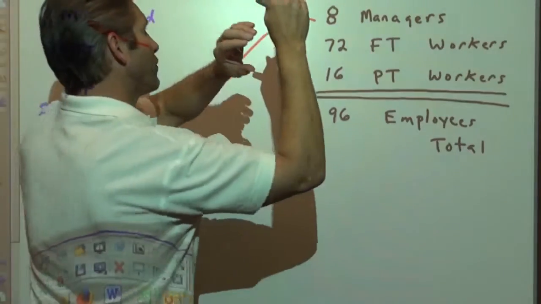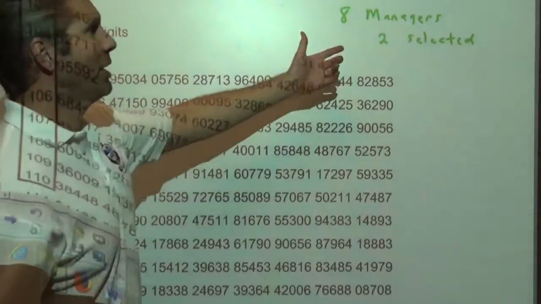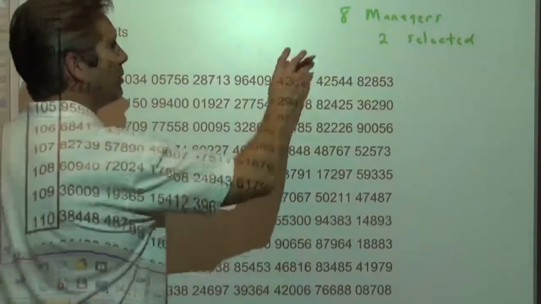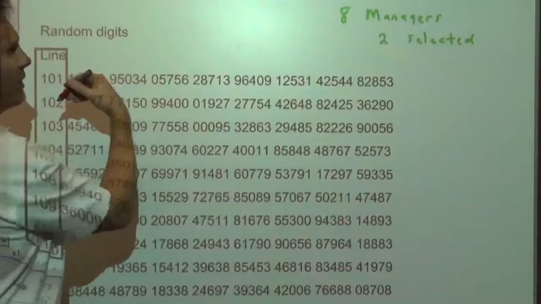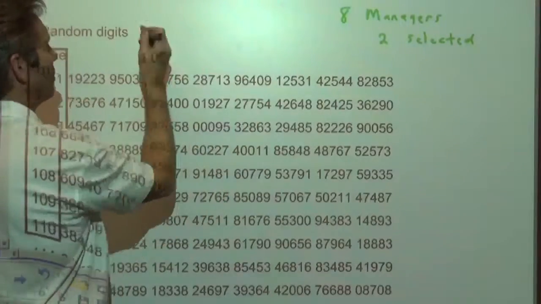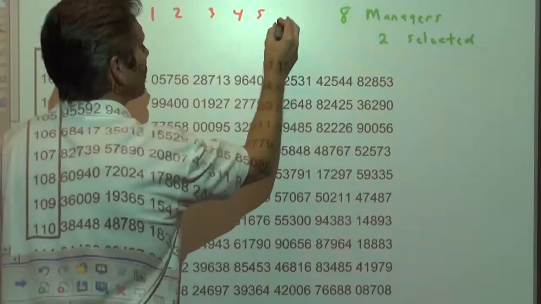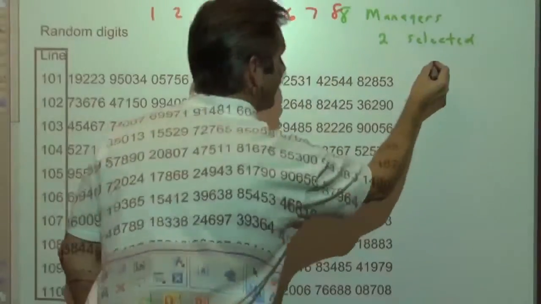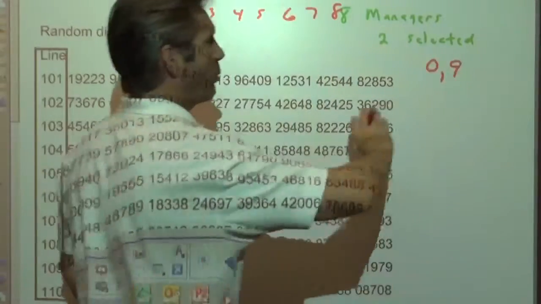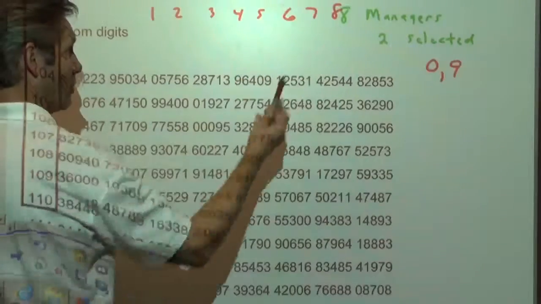So we go within each stratum, one at a time, and we go to the random digits table. 8 managers, 2 selected. We need to use 8 digits. We have 0 through 9 available. Let's not use 0 because we don't have to. Let's start with 1, and we'll number them from 1 through 8. So these are the 8 people. If we see a 0 or a 9 in the table, we just ignore those digits because they don't match up with an actual human being.